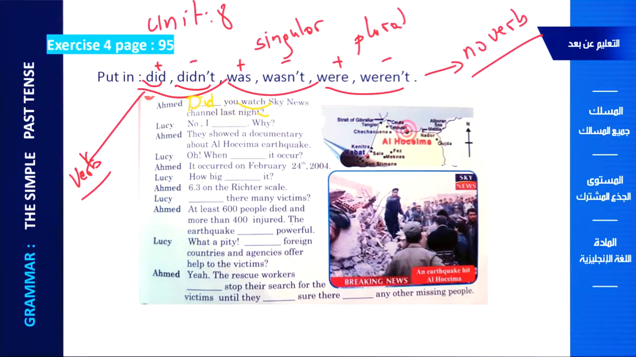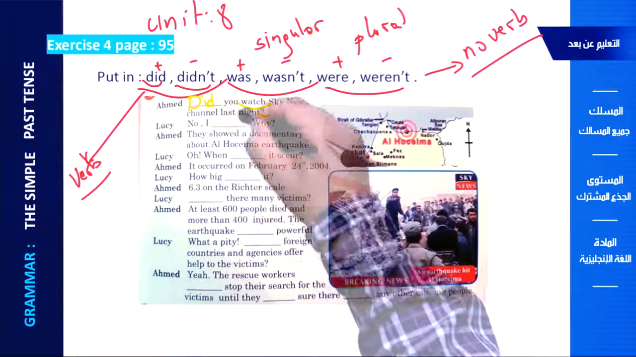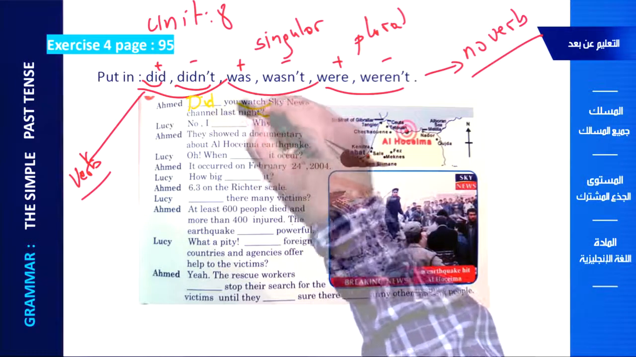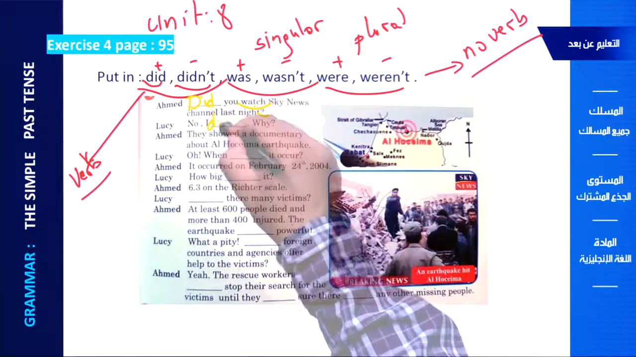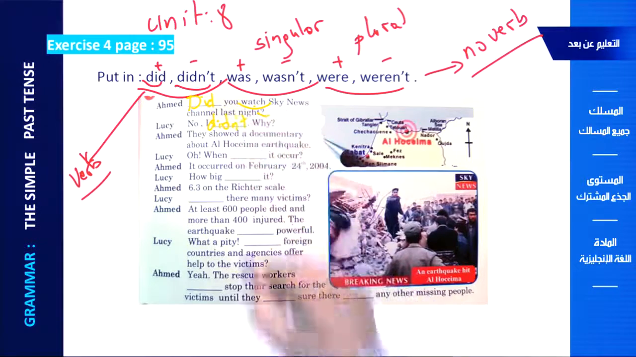No. Here we're talking about what? No, not watching. So negative form. Negative form, automatically we have a verb, watch. So we say I didn't. No, I didn't. I didn't watch. Negative form, short form: I didn't. Why? Ahmed said, they showed a documentary about Al Husseima earthquake.